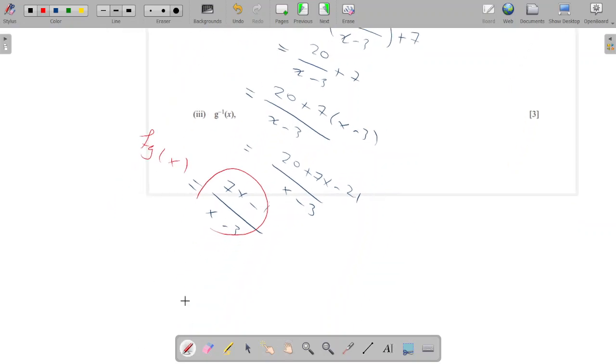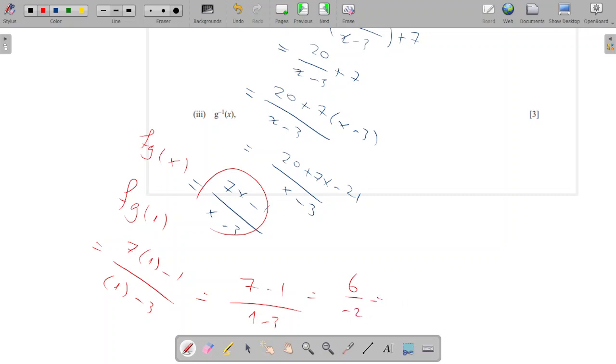Now he wanted fg when the input is equal to 1. It means that we're going to substitute x with 1, so it's going to be 7 minus 1 over 1 minus 3. It's going to be equal to 6 over minus 2, which means that it's going to be equal to minus 3. So the final answer, fg(1), fg when x equals 1, is going to be equal to minus 3. That's the answer.